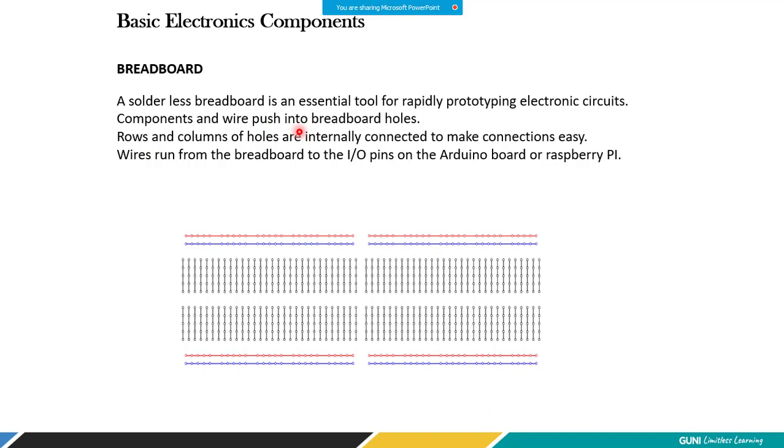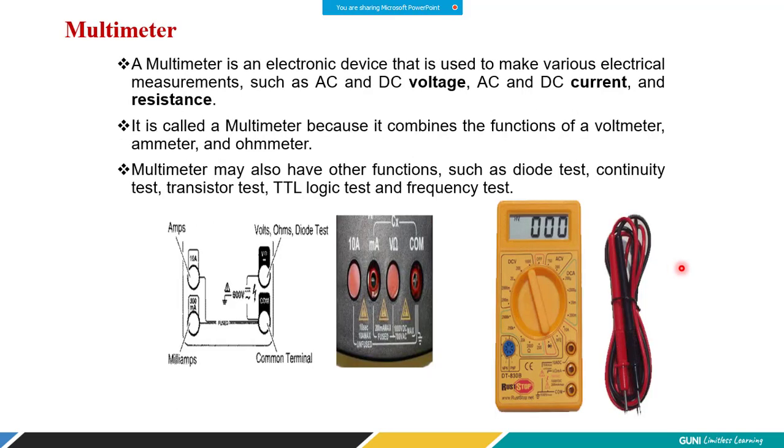So rows and columns of the holes are internally connected to make the connection easy. Wires run from the breadboard to the IO pins on the Arduino board or a Raspberry Pi or any IoT device that you can work around, right? So friend, this is what you mean by the breadboard, a very important component, right?